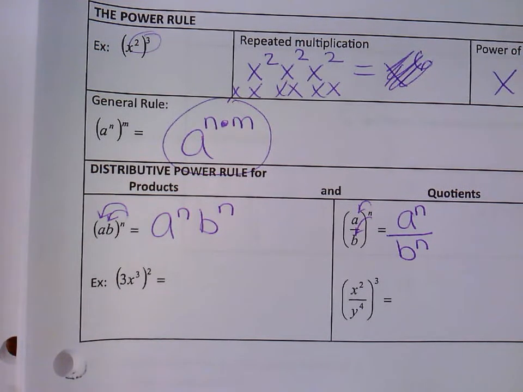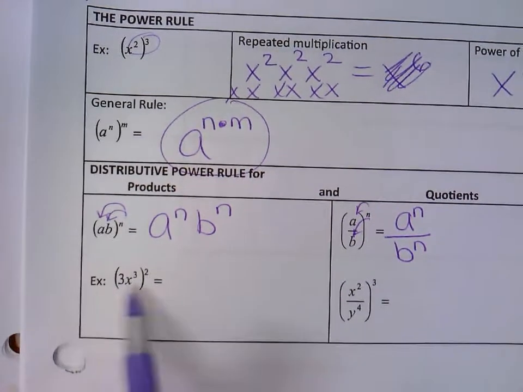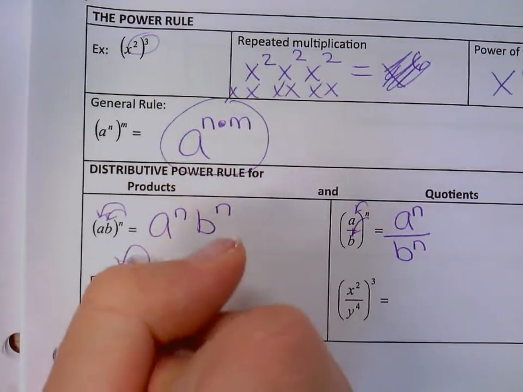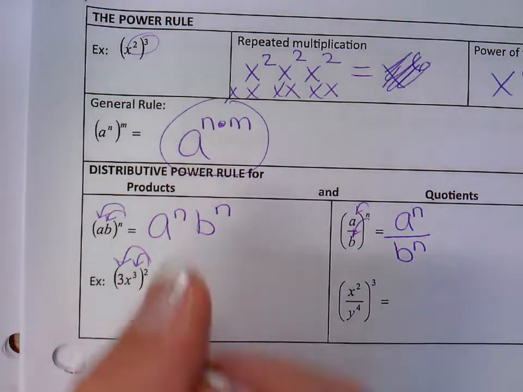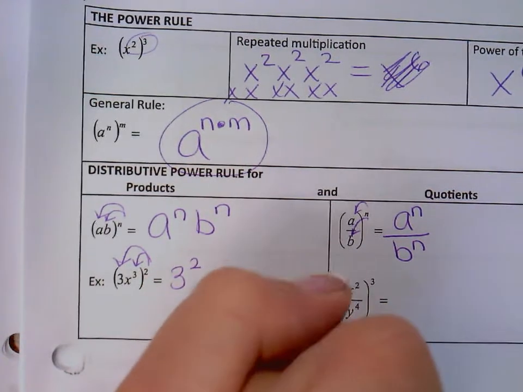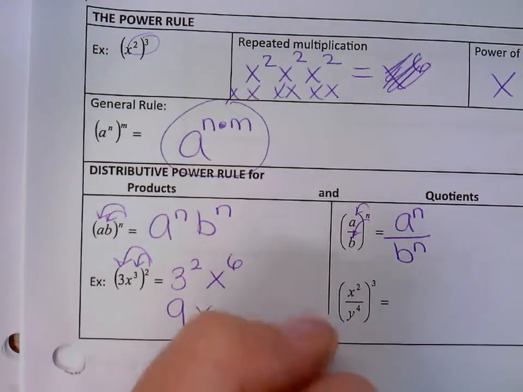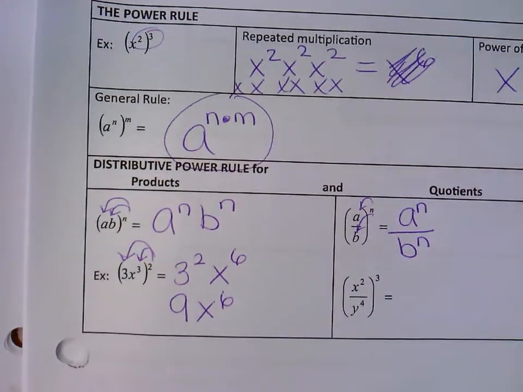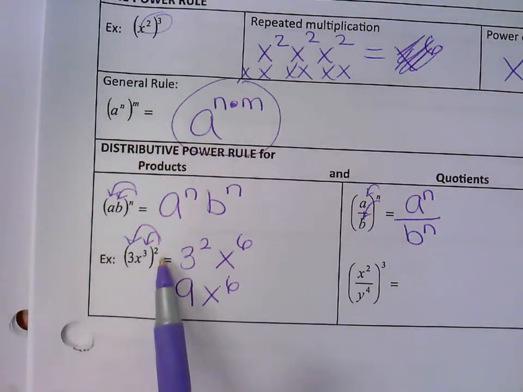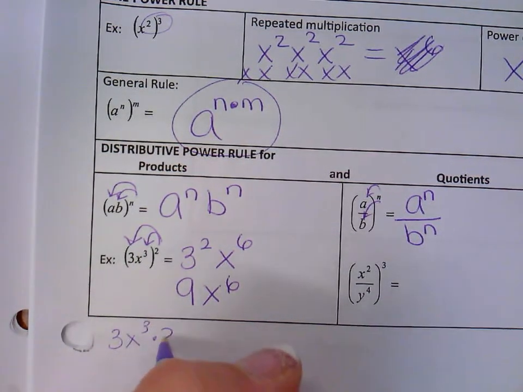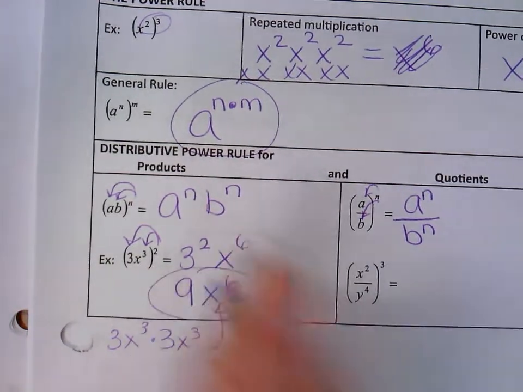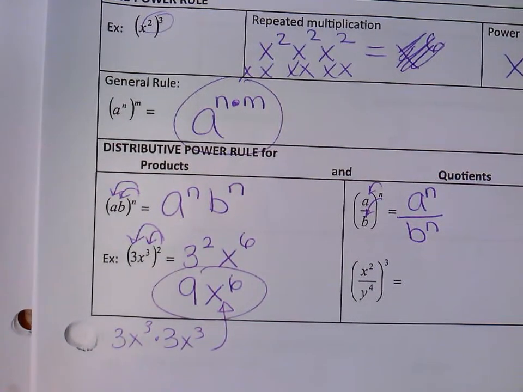Sometimes students miss distributing it to every single thing. Like on this next example, you might be tempted to skip over the leading coefficient, but that also is getting squared. So you really have 3 squared x to the 6th, or 9x to the 6th. And you could prove it to yourself because what does squaring a number do? It multiplies it by itself, right? 3x cubed times 3x cubed does give me 9x to the 6th. So if you're ever questioning it, write it out as repeated multiplication.